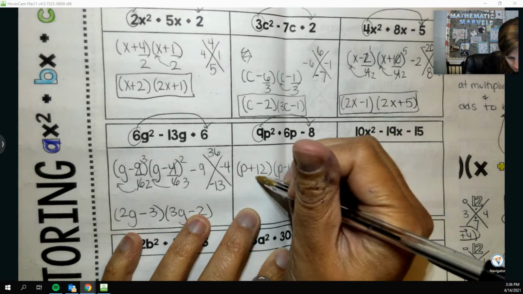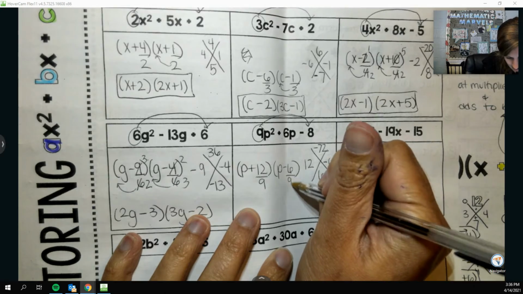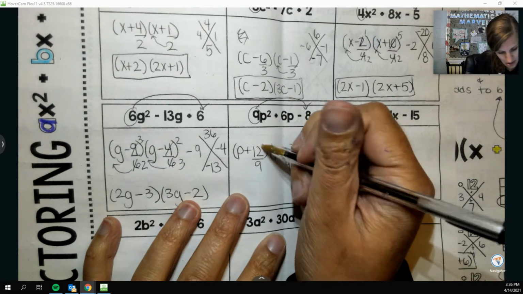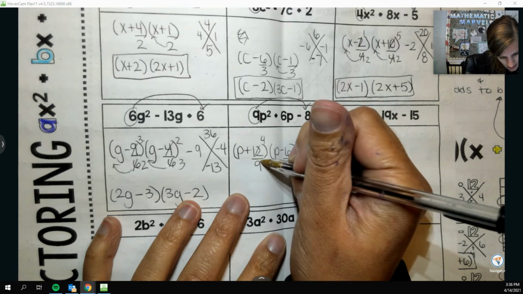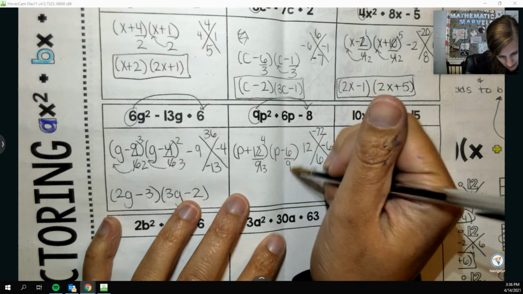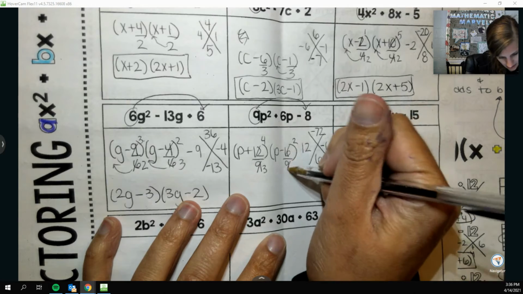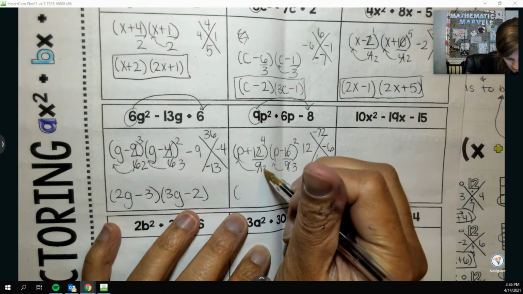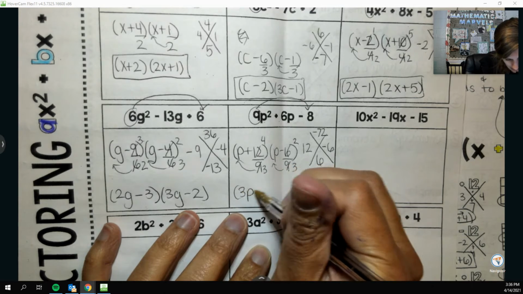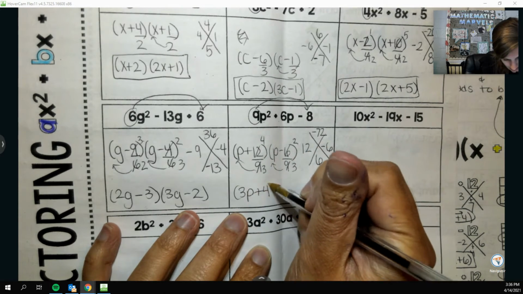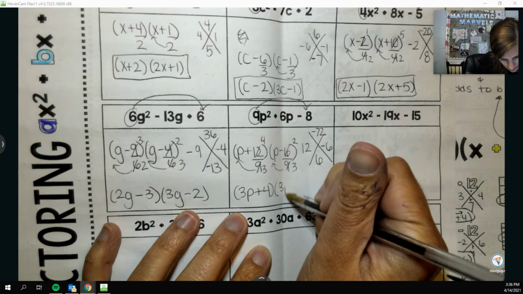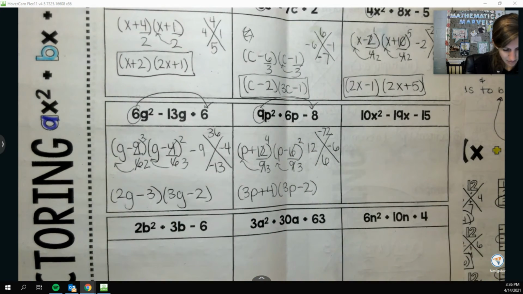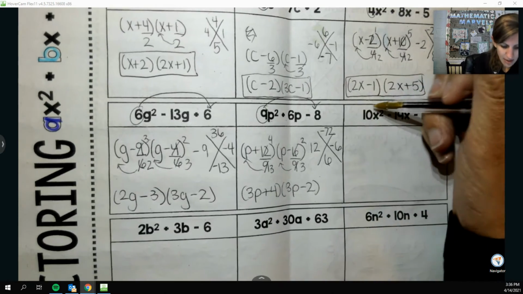But because I slid over 9, I got to divide by 9. And even if I can't fully divide, I should still reduce. So 3 will go into each of those. And 3 will go into each of these. And then bottoms up. And so because 3 was on the bottom, it's going to be 3p plus 4. And 3p minus 2. Alrighty, on to the next.